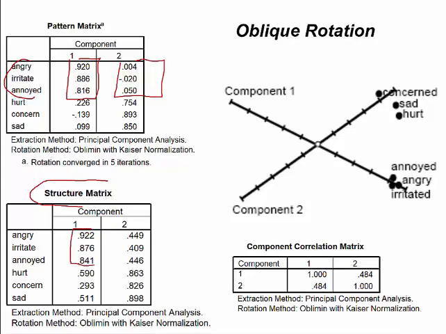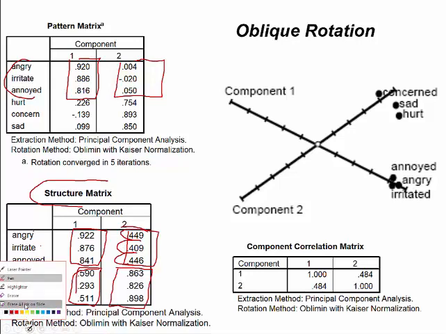So we still have our hard emotions load really high on component 1, but if I'm looking at correlations without controlling for component 1, we see that angry, irritated, and annoyed really are somewhat still correlated with component 2. We have some moderate correlations there. And likewise, our soft emotion items still have really high loadings on component 2, but we see they actually do have some notable correlations here with component 1 as well.